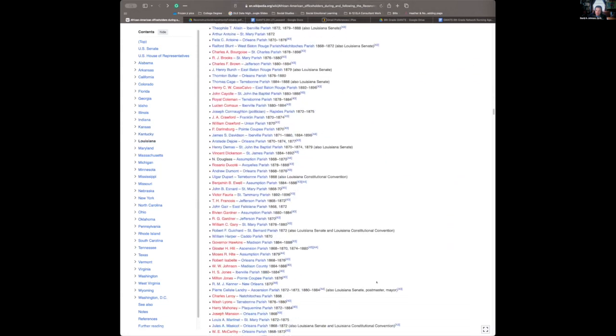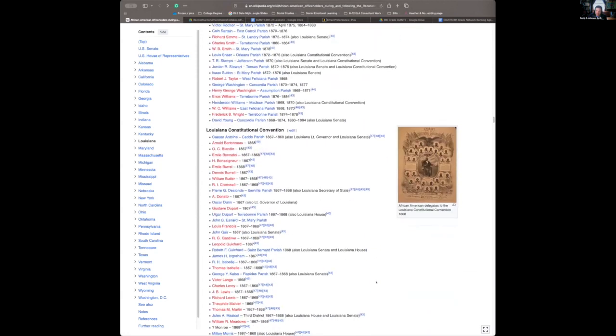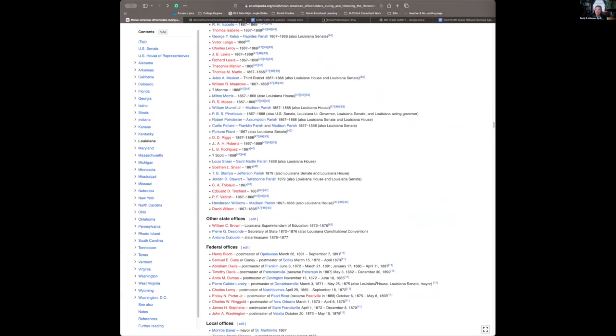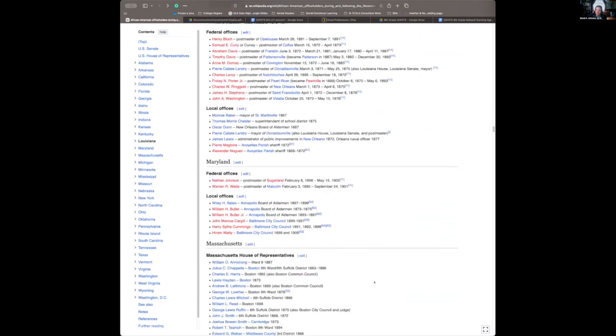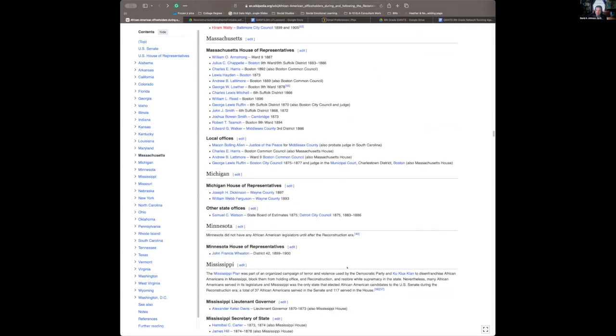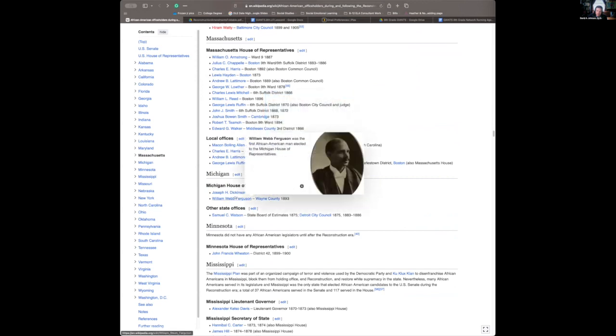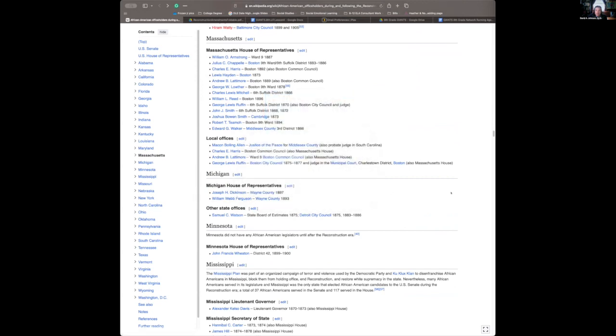Scrolling down the page, you can see that there really is a huge master list of these people, and anyone in red is someone that they do not have any information on. But even Michigan, so someone may want a Michigan connection. You had Joseph H. Dickinson, who was elected to the House of Representatives out of Wayne County in 1897. And before him, you had William Webb Ferguson, who was elected out of Wayne County in 1893. So if they want to do some from Michigan, Michigan's listed.